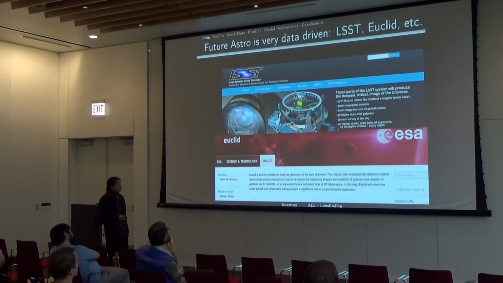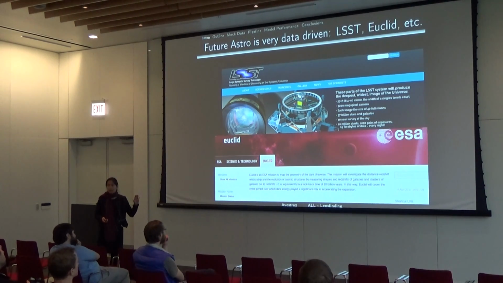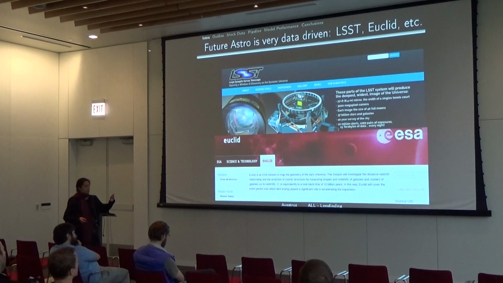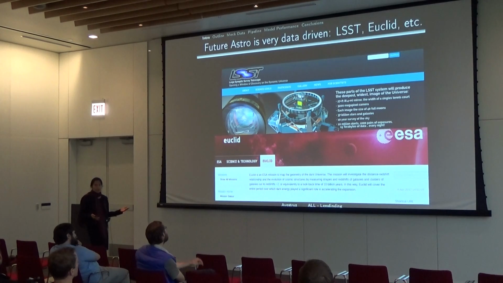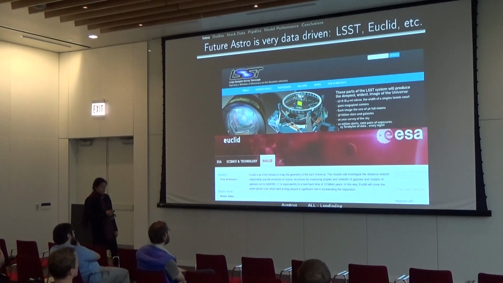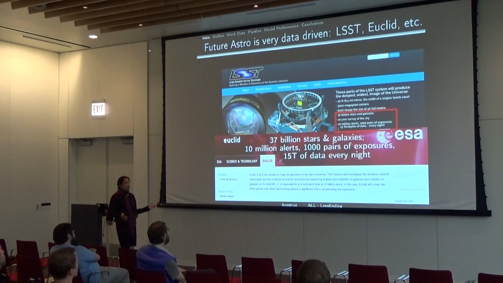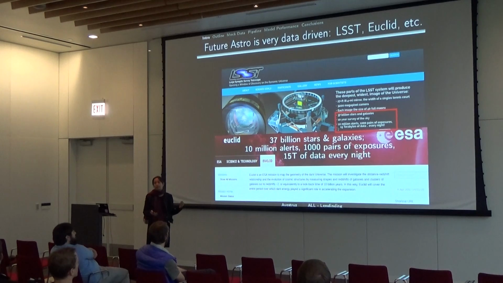Another indication of this is when we look to the future with LSST and Euclid. These are just two snapshots of the front websites of both LSST and Euclid. LSST, many of us here are probably involved with, and Euclid is basically the European counterpart to that in a sense. But I would like to draw your attention to this square box right here, where it quotes that 37 billion stars and galaxies, 10 million alerts, thousands of pairs of exposures, and 15 terabytes of data will be taken every night.